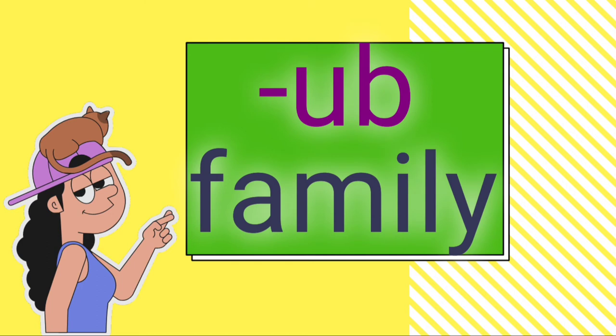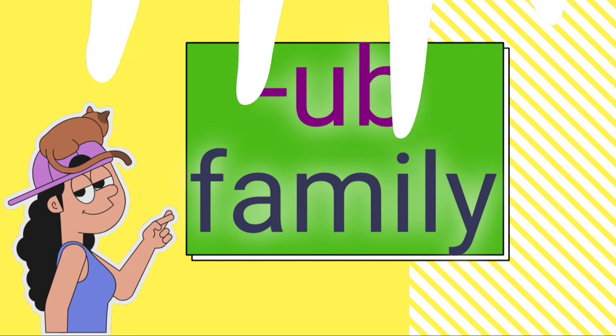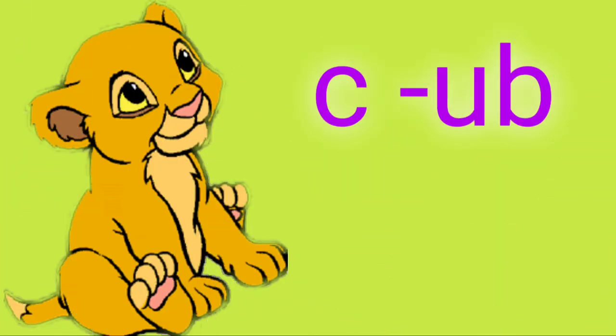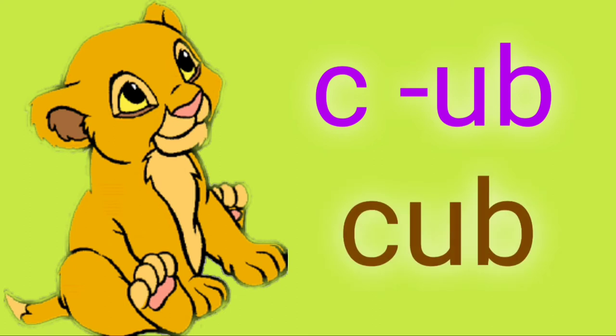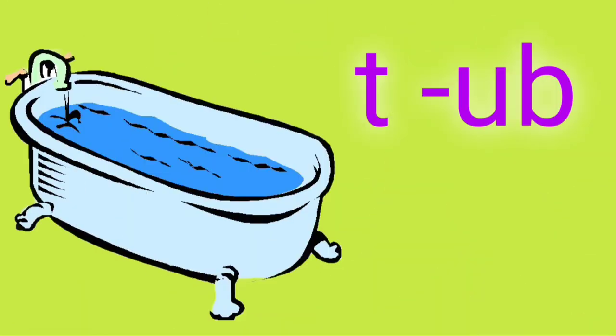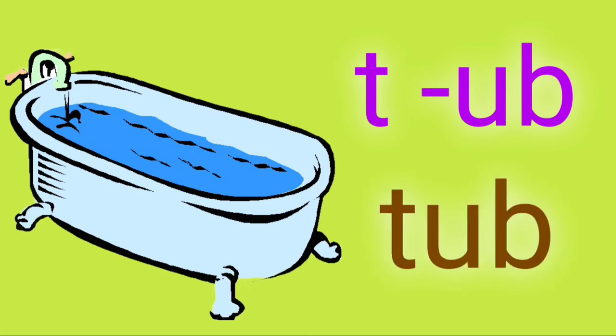Ub family. C-ub. Cub. The young of particular wild animals such as bears and lions. Cub. T-ub. Tub. A long plastic, metal, or ceramic container that is filled with water so that you can sit or lie in it to wash your whole body. Tub.